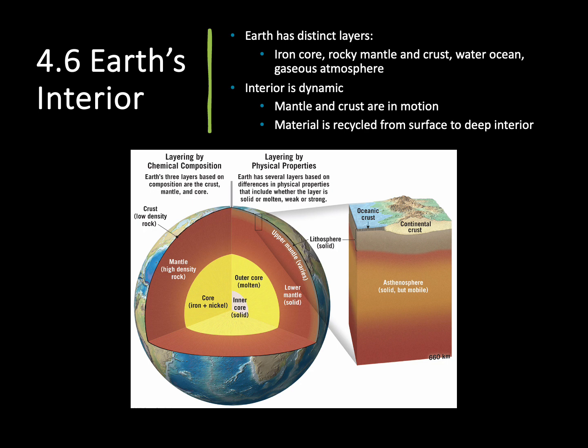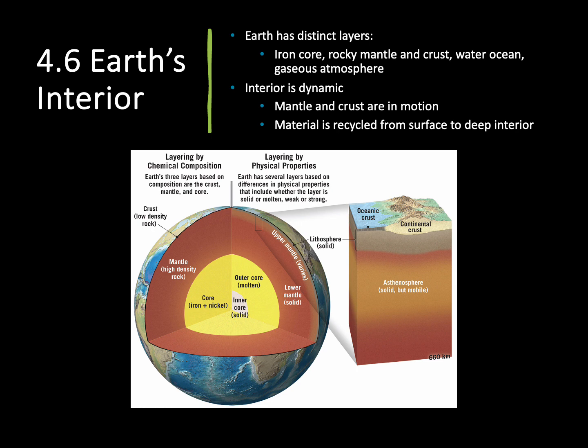On top of that, we have our mantle, which is really high-density rock. On top of that is the crust. That's the really rocky area where we live. On our crust, we also have our water, all of our oceans and our lakes. And then on top of our crust and our oceans, we have our gaseous atmosphere.